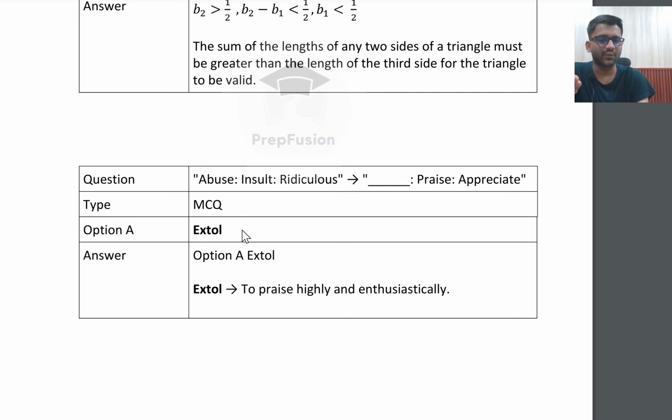For this one, "extol" will be the answer, but it was very tough for the students, because I don't think anyone would have heard this word. And if you have heard this word, then I would say go for the CAT examination. I highly recommend going for the CAT examination.